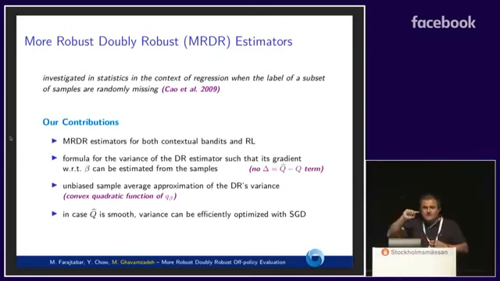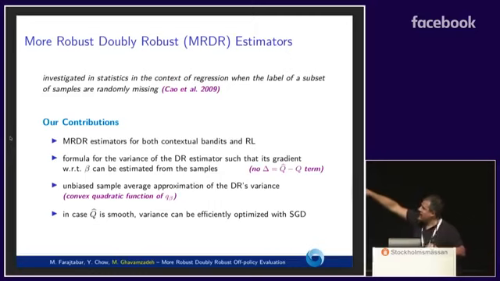Because if you look at the formulations from the previous papers, this delta, which is the bias, appears in the formula. And since Q is unknown, you cannot handle it well. So you need to come up with new formulas for the variance of the DR such that when you take the derivative with respect to beta, you can estimate it efficiently.